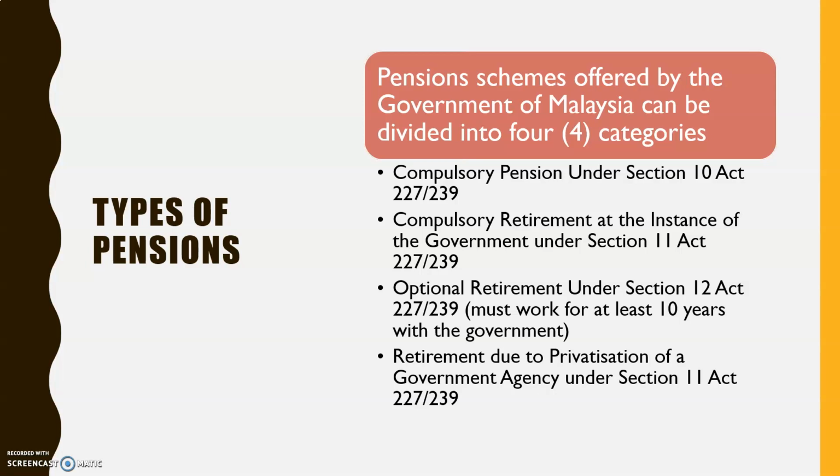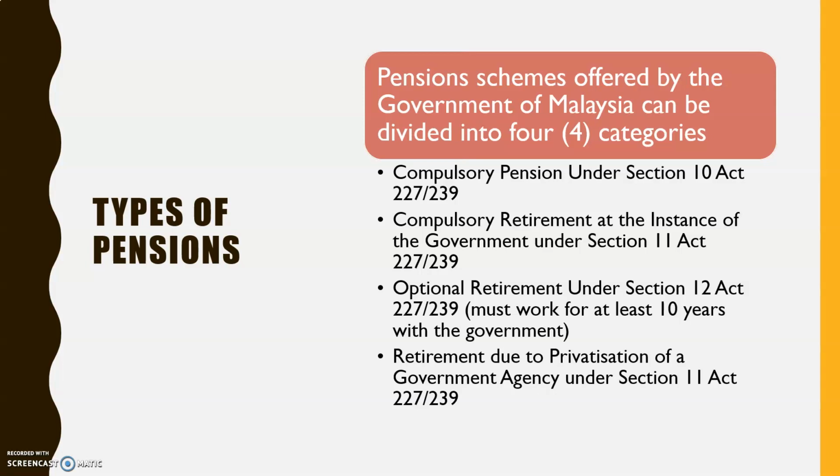The types of pension scheme: the pension scheme offered by the government of Malaysia can be divided into four categories. First is compulsory pension under Section 10 Act 227/239. This is compulsory for government servants, whichever option of retirement they choose, either at the age of 55, 58 or 60. This is compulsory retirement. Second is compulsory retirement at the instance of the government under Section 11 Act 227 or 239. For example, the closure of certain departments of government that actually requires you to retire. So this is the second category.